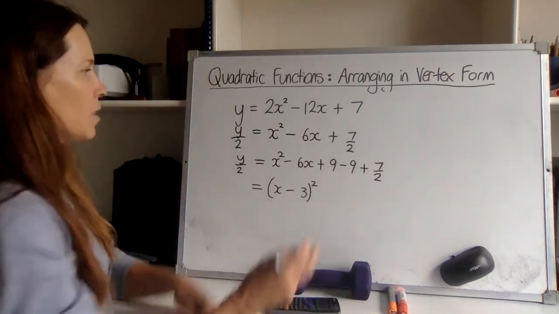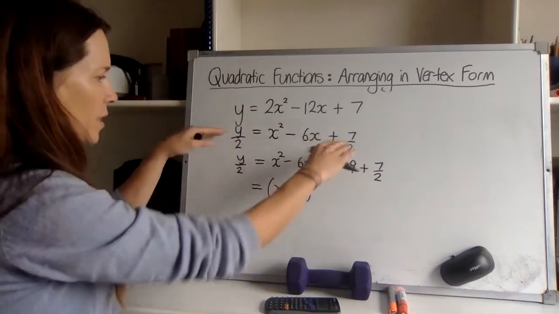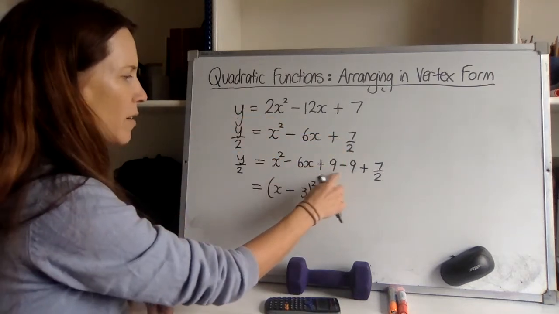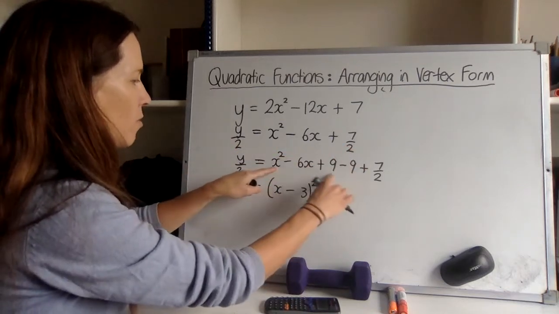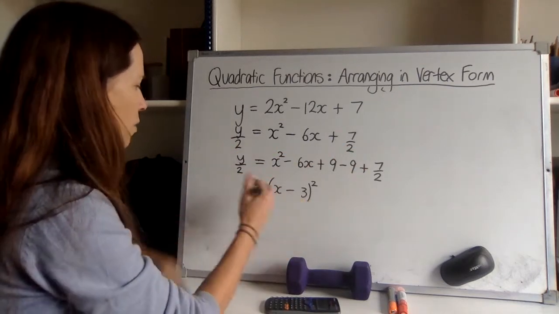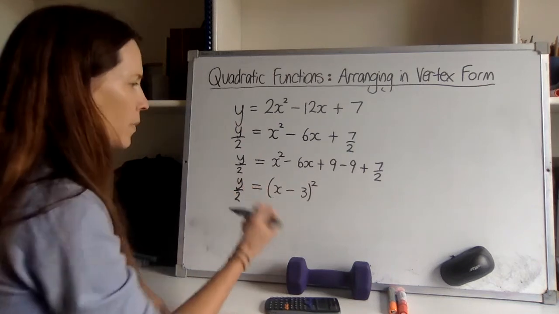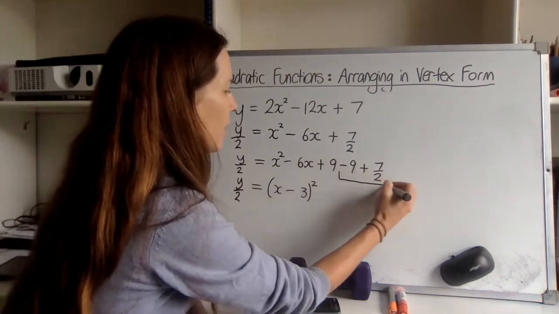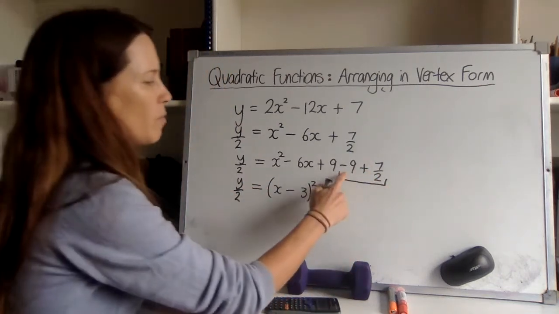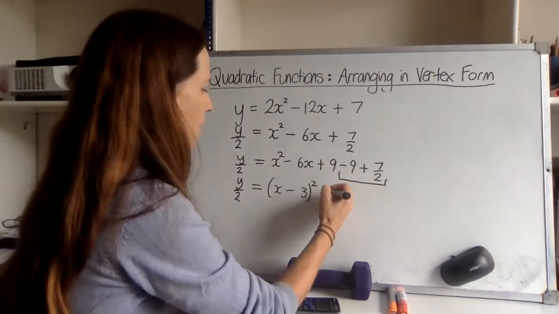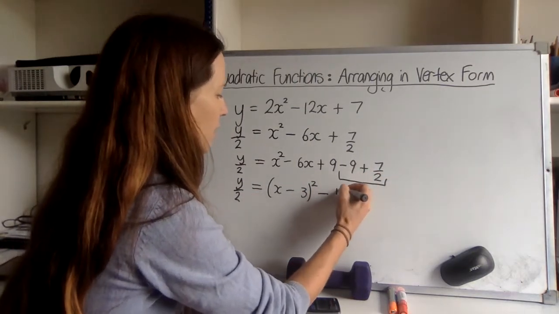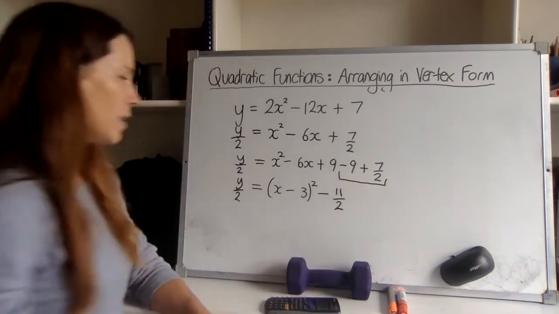Now we can just check that everything seems right. From this line to this line, we've added 9, but we took it away again, so that's fine. Now on the next line, we can see that these 3 terms are taken care of here. We've still got our y over 2. And out here, these are kind of our leftovers. So we've got minus 9 plus 3.5. So I've got minus 5.5 there, and you can write that however you like. Let's write it as minus 11 halves.